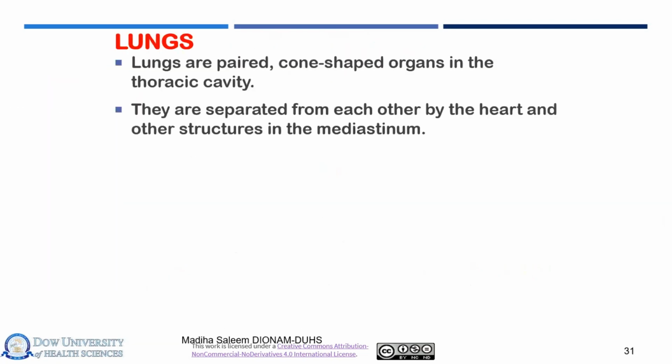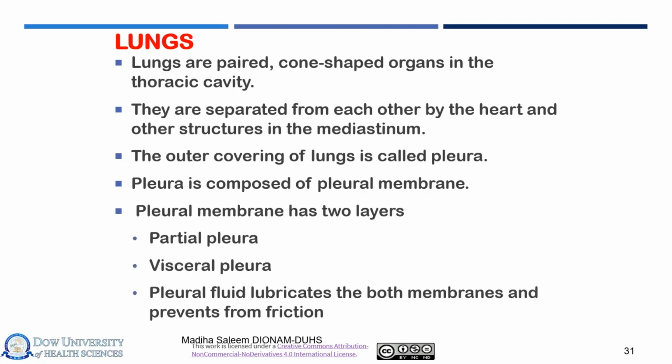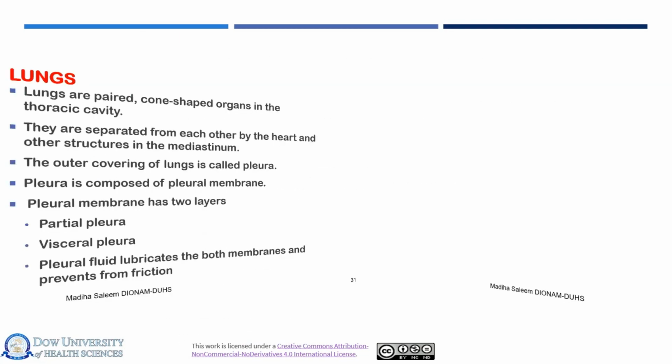Now we have the lungs. Lungs are pear-shaped, cone-shaped organs in the thoracic cavity. They are separated from each other by the heart and other structures in the mediastinum. The outer covering of the lungs is called pleura. Pleura is composed of pleural membrane. The pleural membrane has two layers, that is parietal pleura and visceral pleura. Pleural fluid lubricates both membranes and prevents friction.